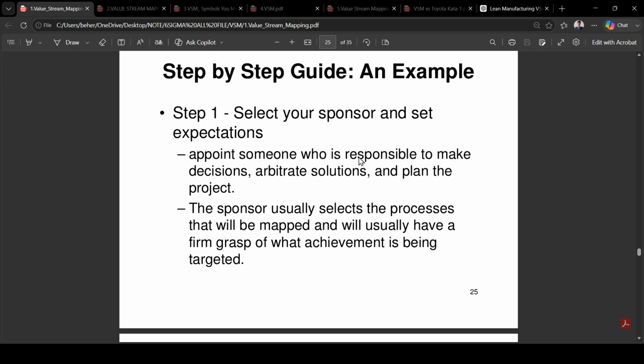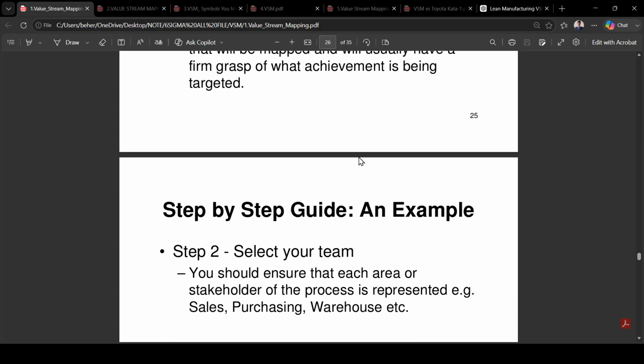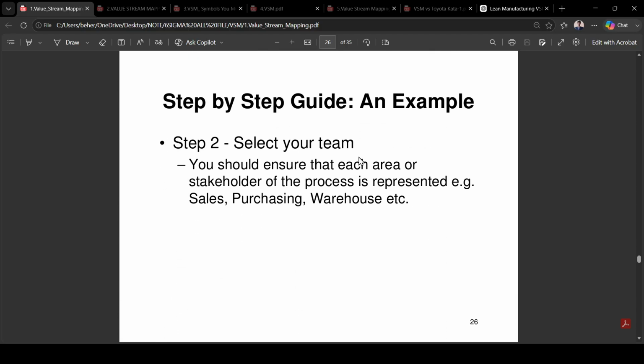Step by step guide, an example. Step one: select your sponsor and set expectations. Appoint someone who is responsible to make decisions, evaluate solutions and plan the project. The sponsor usually selects the process that will be mapped and usually has a firm grasp of the achievement targeted. An example: step two, select your team. You should ensure the areas and stakeholders where the process is repeated are included. Example: sales, purchasing, warehouses.